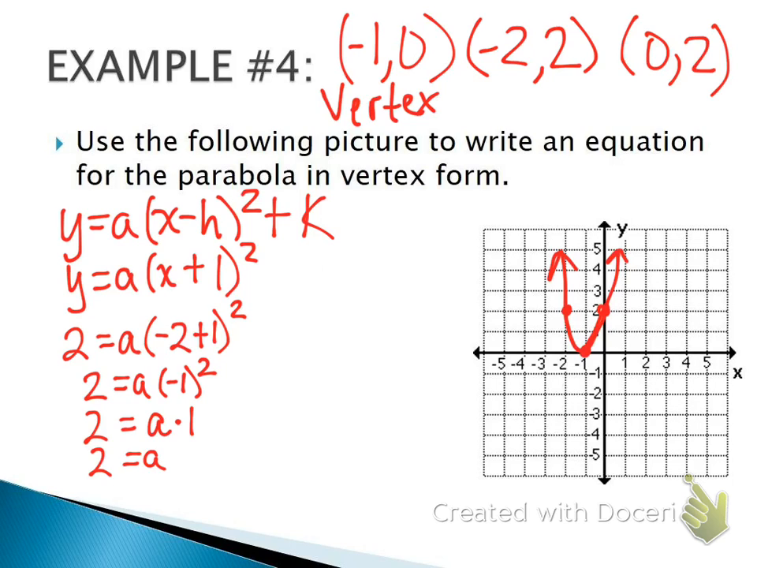Why does it make sense that a is positive? Our parabola is opening up, so it makes sense to us that a should come out to be positive. But are we finished? No. Our last step is to write the equation. We actually have to plug in all this stuff that we figured out. y equals 2 times (x plus 1) squared. And then if you want to put the plus 0, you can, but you don't have to. And that's it. Once we figure out what h, k, and a are, we just plug them all in. Questions?